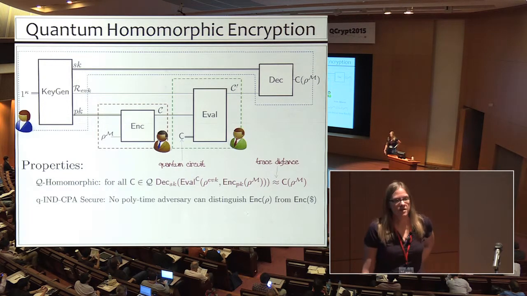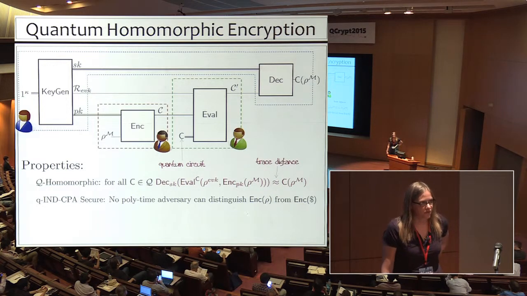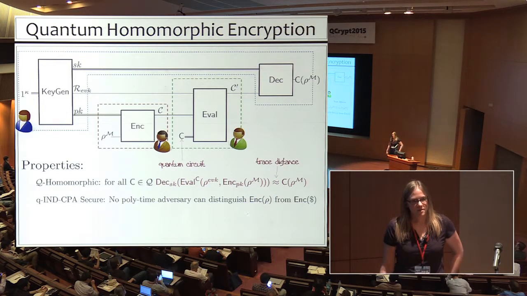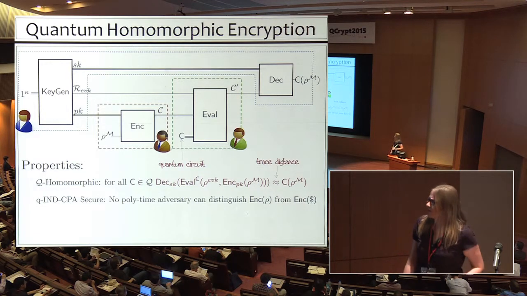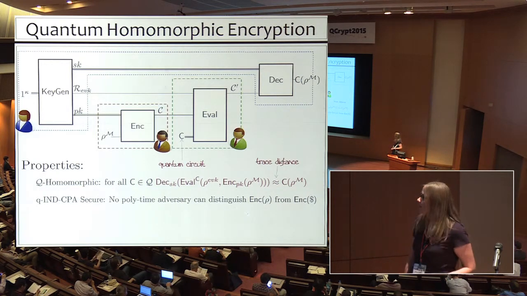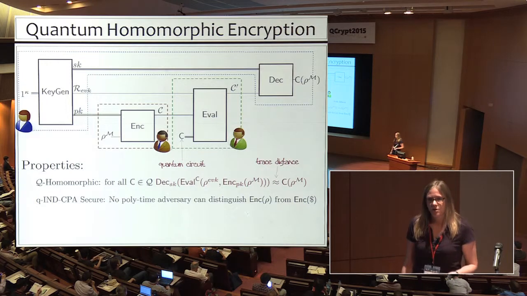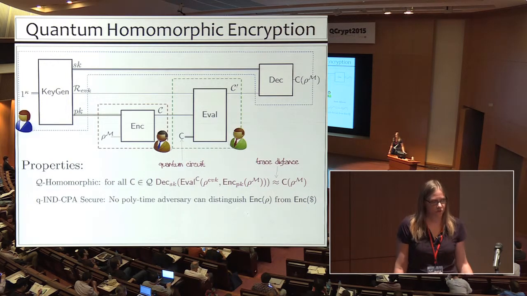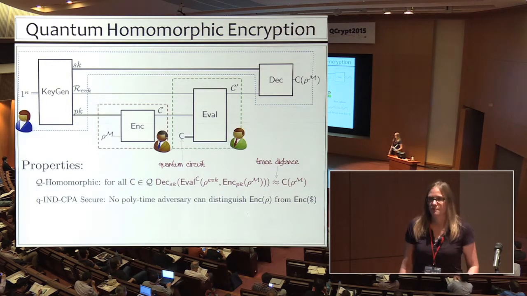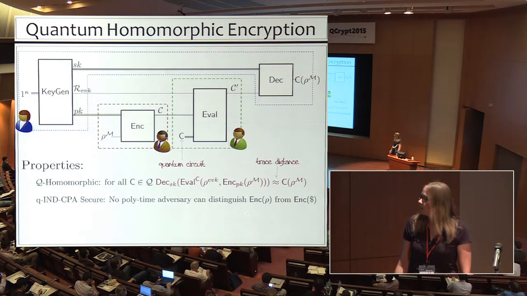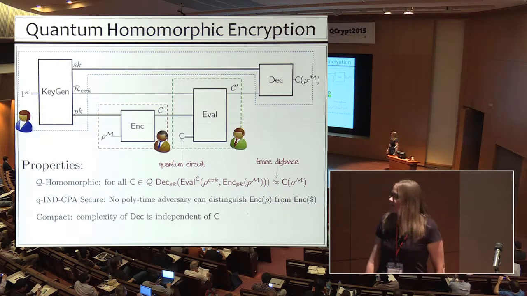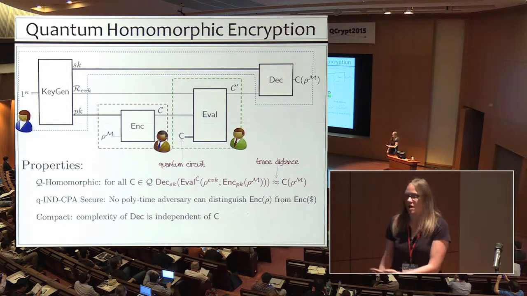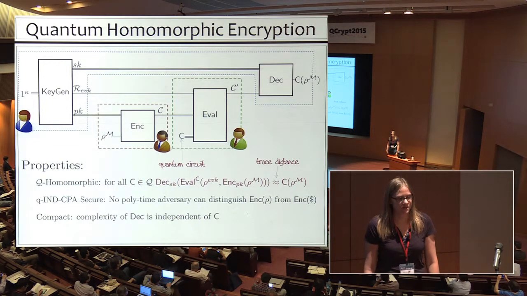And we define a quantum version of indistinguishability under chosen plaintext attack. This is our notion of security. And essentially it says that no polynomial time adversary should be able to distinguish an encryption of a state rho, where rho is chosen by the adversary, from an encryption of a maximally mixed state. And finally, we also have the property of compactness. The complexity of decryption should not depend on the evaluated circuit C.